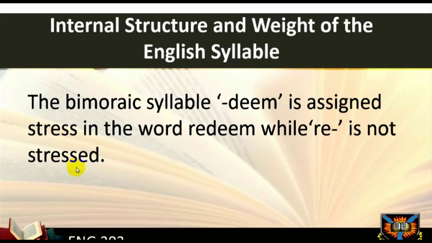Tip: a heavy syllable has all the parts complete, i.e., onset, nucleus, coda, and is more likely to be stressed. A light syllable does not have all the parts, i.e., may not contain a coda, and is not likely to be stressed. A heavy syllable is also called a bimoraic.